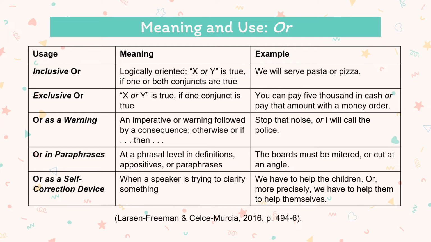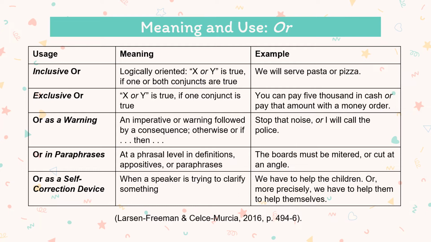So this is inclusive. So here's an example. We will serve pasta or pizza. So in order for this sentence to be true, it could be that we're going to serve pasta, or it could be we're going to serve pizza, or it could actually mean that we're going to serve both pasta and pizza.